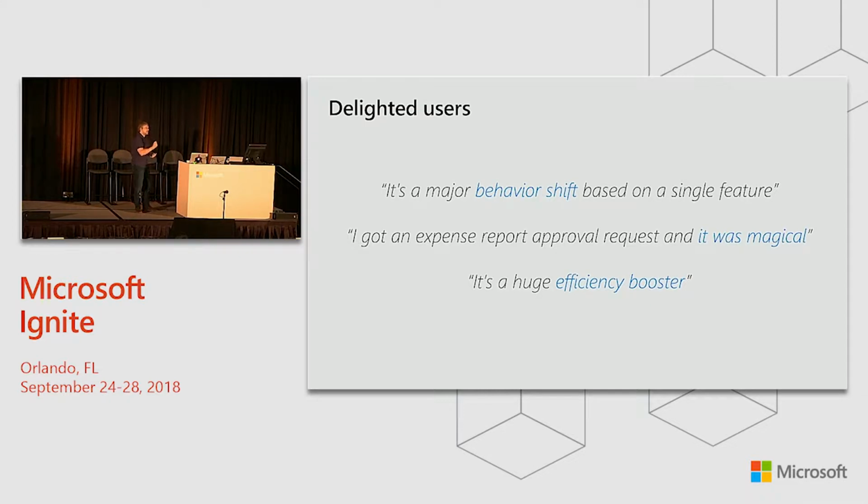And just that. It's not about revamping the UI and so on. It's just that makes a huge difference. "I got an expense report approval request, and it was magical." That was one of our VPs seeing it for the first time. They had heard about the feature, right? They knew that we were doing it. They had not experienced it for themselves. And they got that, and they immediately sent us an email to tell us it was magical. As in, we just don't know how it happens, but it does, right? That's the definition of magic.